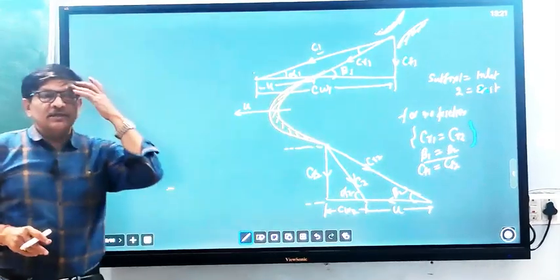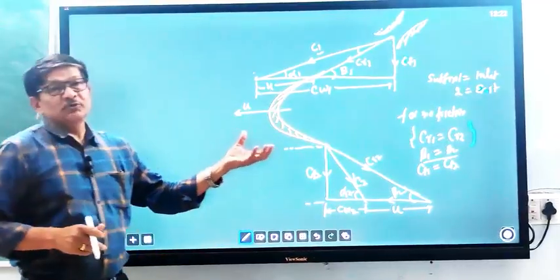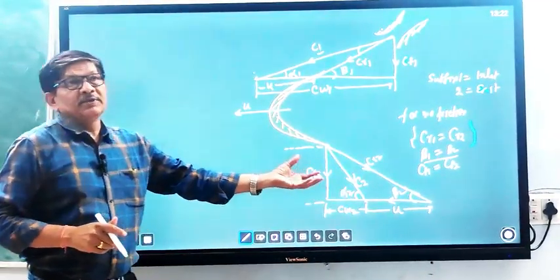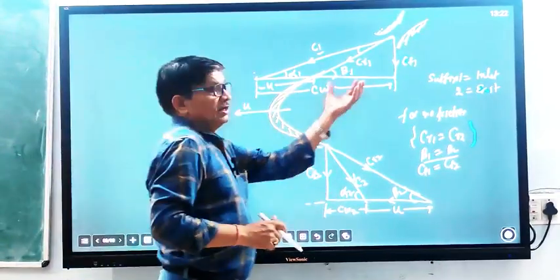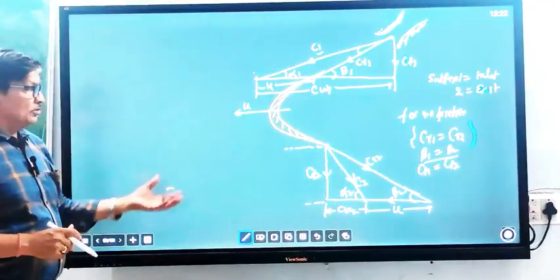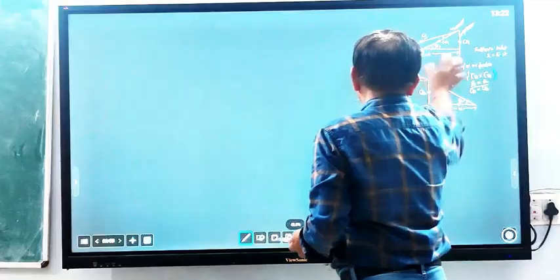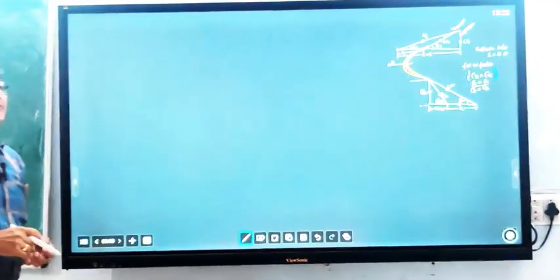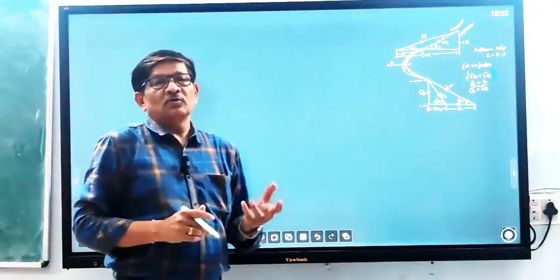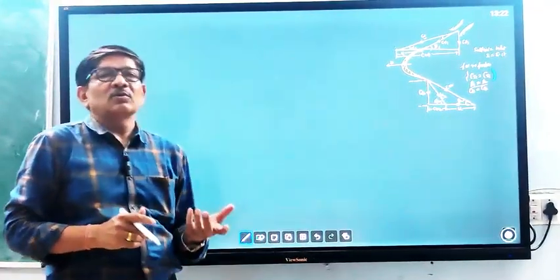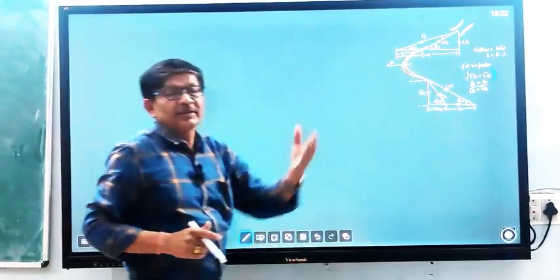In industries, and for calculation purposes, we can superimpose these two triangles, because we know that the peripheral velocity of the blade, or of the rotor, remains constant for inlet and exit. That's why we can superimpose these two velocity triangles into a single one. So first let us draw them here. First we have to take a suitable scale, for example 1 centimeter equal to 50 meter per second, or 1 centimeter equal to 100 meter per second, because all the values we have to show in meter per second.